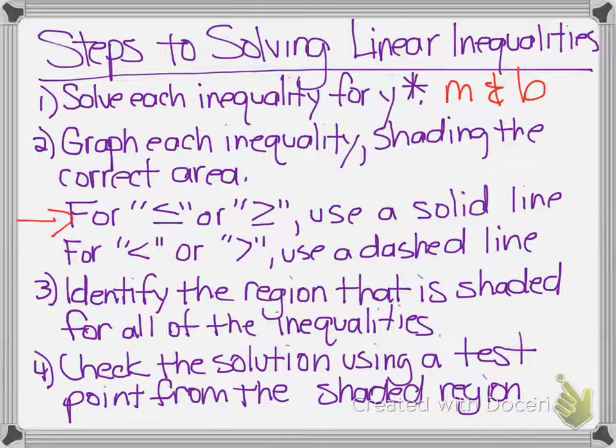For less than or equal to or greater than or equal to, we're going to use a solid line. So whenever you have an or equal to, you use a solid line. For less than or greater than, you're going to use a dashed line. The third step is to identify the region that is shaded for all of the inequalities. So this is where there's shading for every inequality included in the system. And the fourth step, and this is very important, is to check the solution by using a test point from the shaded region. I'll show you more what that means in a moment.